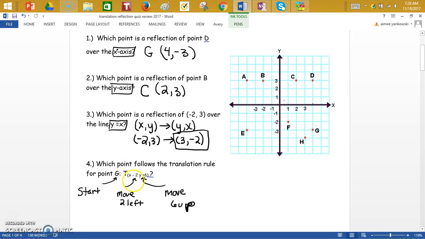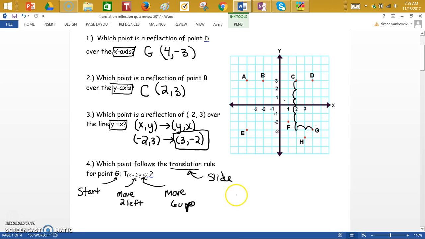So we're going to start at point G. We're moving 2 to the left, 6 up, because the translation is just a slide. So we're sliding that point 2 to the left and 6 up. So I'm starting at G. I'm sliding it 2 left. And I'm sliding it 1, 2, 3, 4, 5, 6 up. 2 to the left, 6 up.